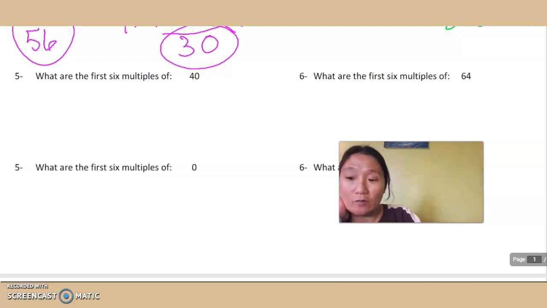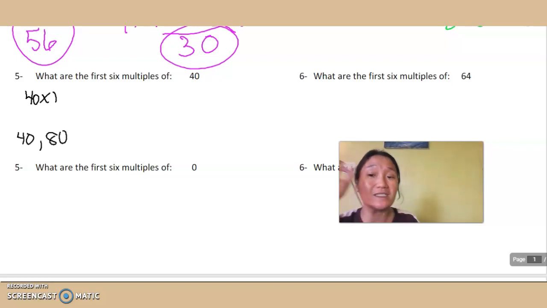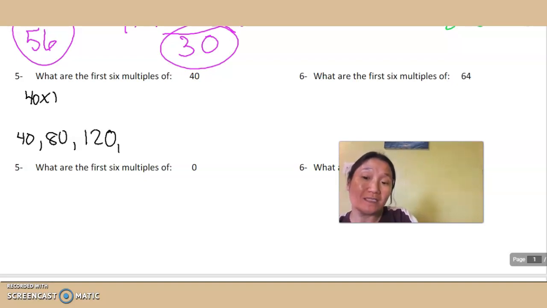So basically what you're doing is skip counting all the way through. So if you say, well, what's 40 times 1? Well, you know that that's 40. 80, because 40 times 2 is 80. 4 times 2 is 8. Add the 0. 40, 80, 120. That's 40 times 3.